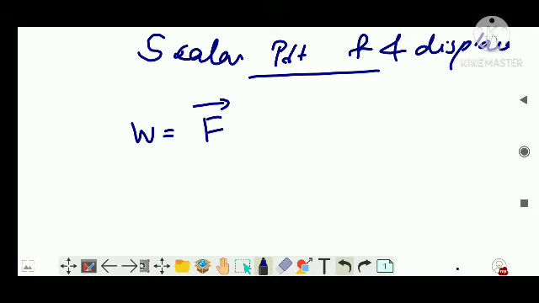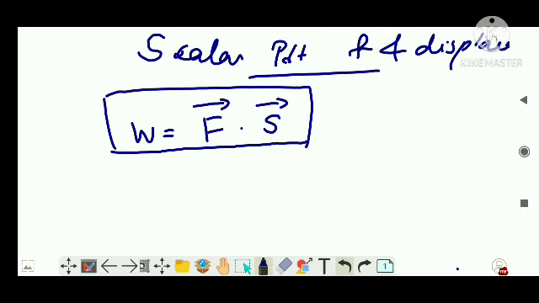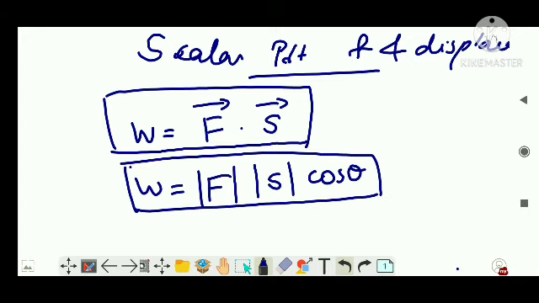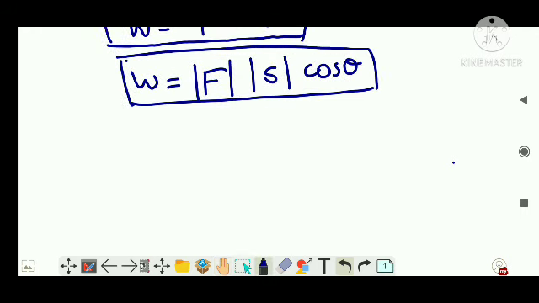So work, I will write it with a dot. Scalar product means F dot S. This is the equation for work done. And F dot S, we can write as magnitude of S into cos theta, with theta as the angle between force and displacement.